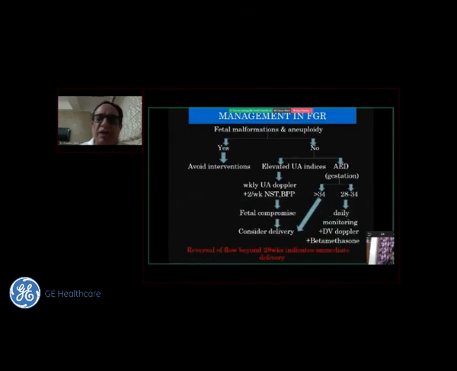To put everything in perspective, if you want a very simplified flowchart for management of FGR, look for fetal malformations and aneuploidy, and then of course we manage it accordingly. If there are no malformations and you have elevated umbilical artery indices, do two-weekly Doppler and then look for other parameters of fetal compromise; consider delivery. If you've got absent end diastolic flow and you are above 34 weeks, deliver. If you are between 28 and 34 weeks, you monitor, use ductus venosus Doppler and give steroids, just like the TRUFFLE criteria.